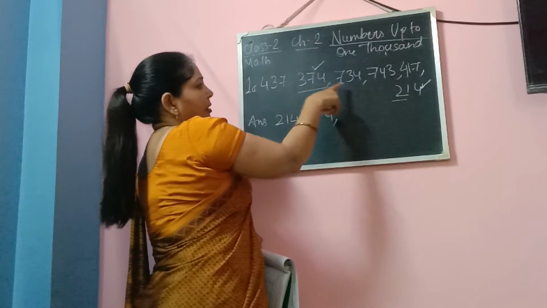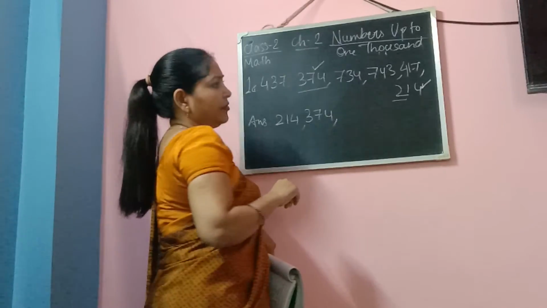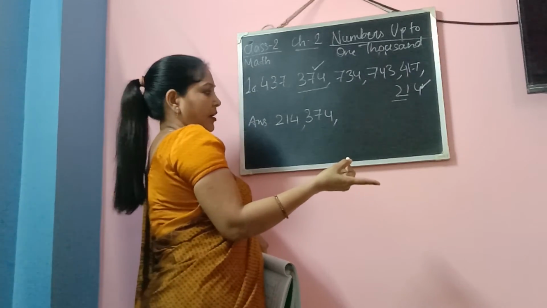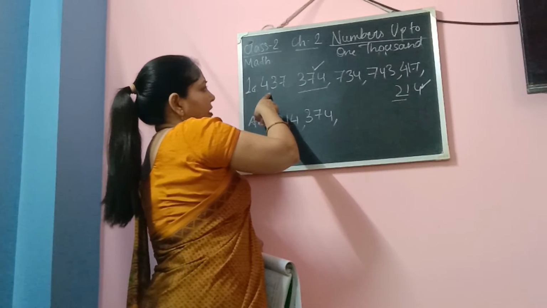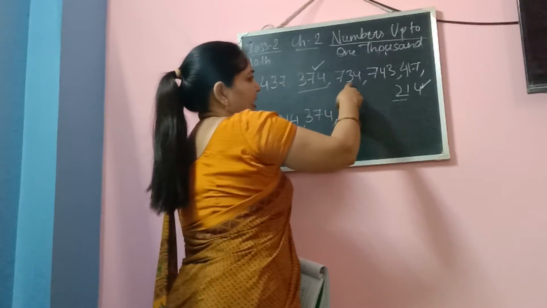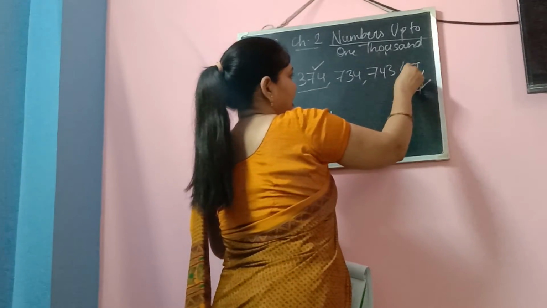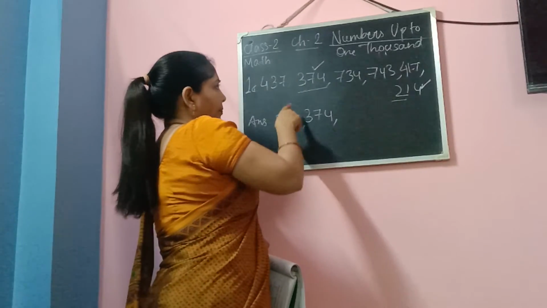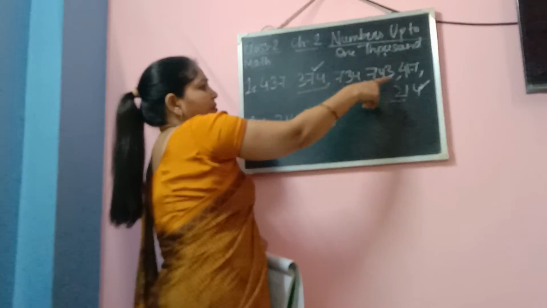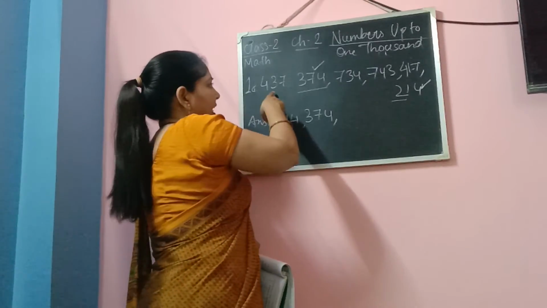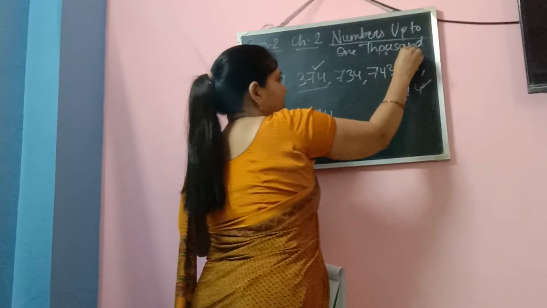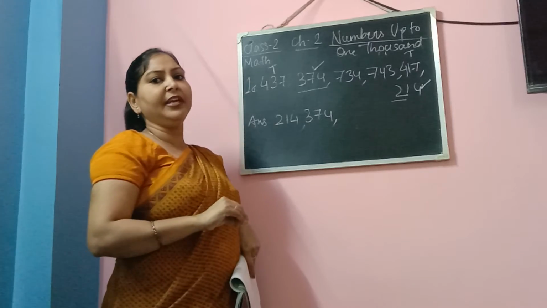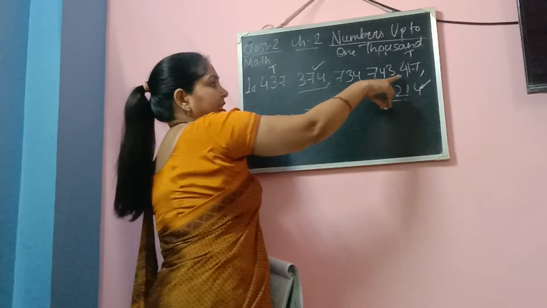Now we have this number, this number, this number and this number. Out of these four numbers we have to compare which one is the next greater number. So here we have 437, 734, 743, 417. Now between these two numbers I have to find out which is the smallest. In the hundreds place both the numbers are having 4, 4. Then we will compare the tens place. In the tens place this number is having 3 which is bigger and that number is having 1 which is smaller. So we will take this number.